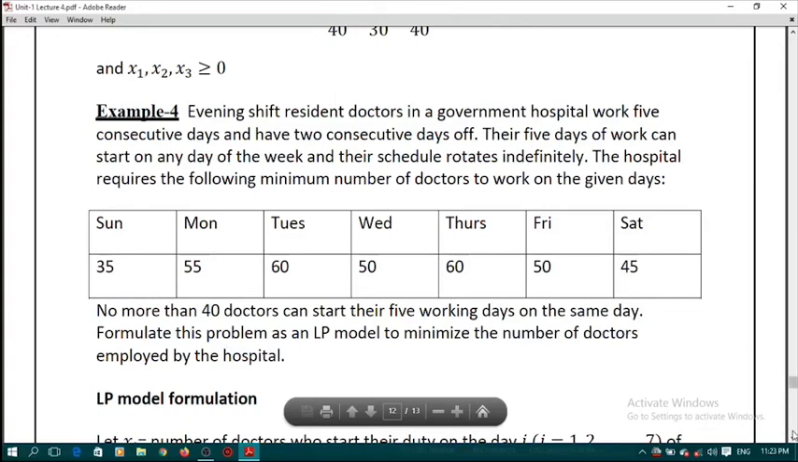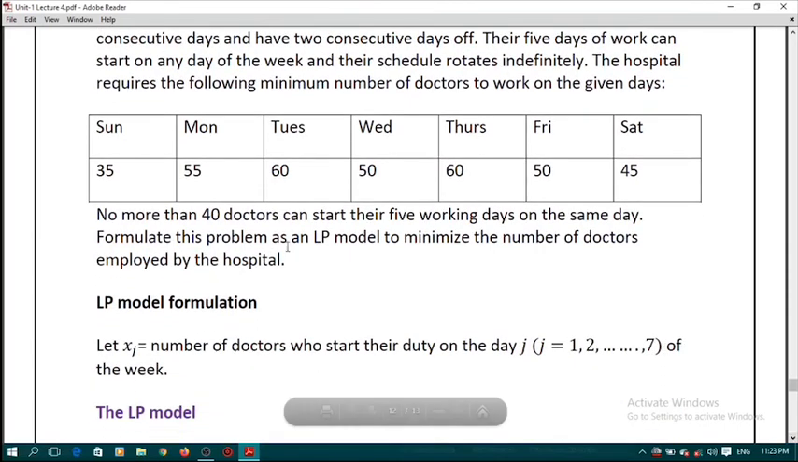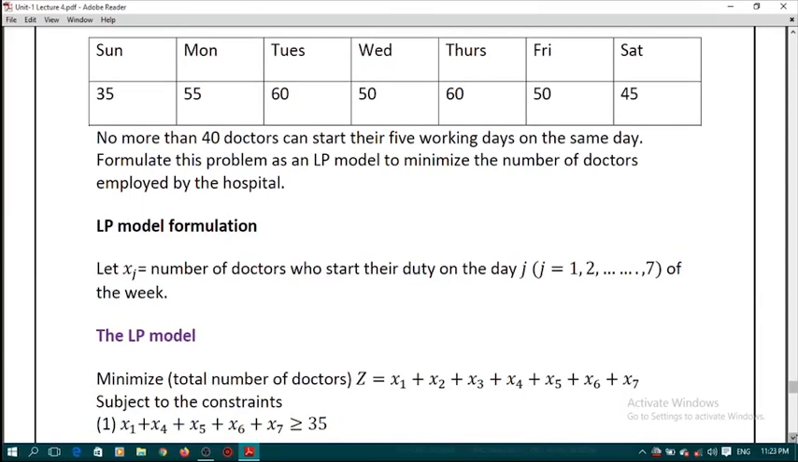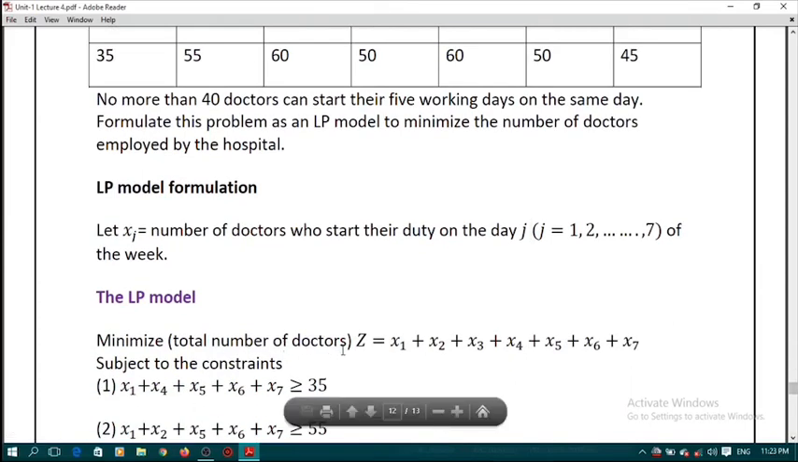So here we have 7 days. The decision variable is xj, equal to the number of doctors who start their duty on day j, where j starts from 1, 2, 3 up to 7 of the week. So we need to minimize the number of doctors. The objective function is to minimize the total number of doctors, that is z equals x1 plus x2 plus x3 plus x4 plus x5 plus x6 plus x7, subject to the constraints.